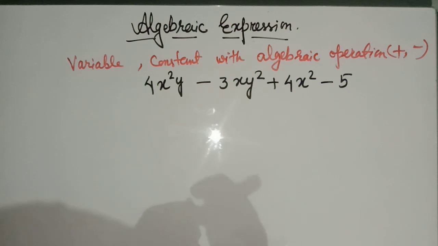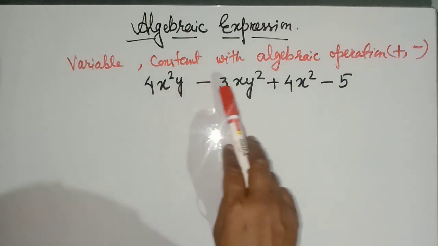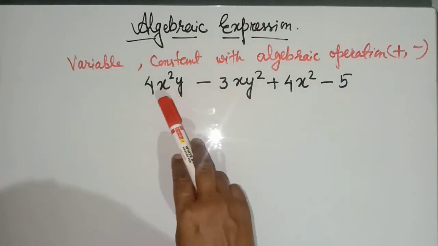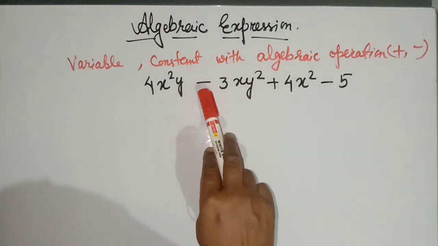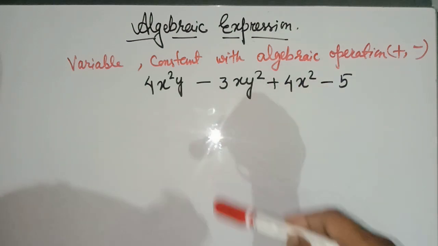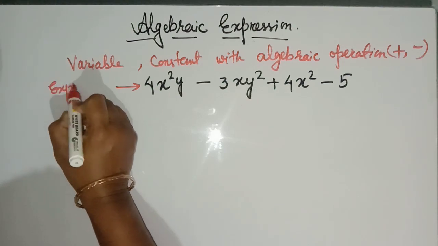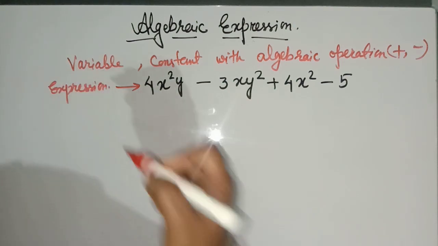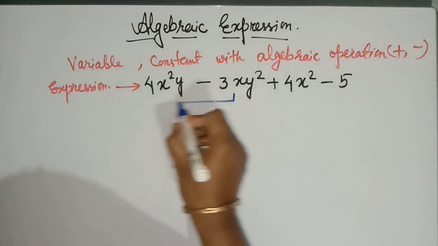So this is an expression where terms are present. These each individual are known as terms. They are connected with the algebraic operations like plus or minus. Okay. So this is known as expression. Now, if someone asks you how many terms are present in this expression, you will say there are 4 terms.